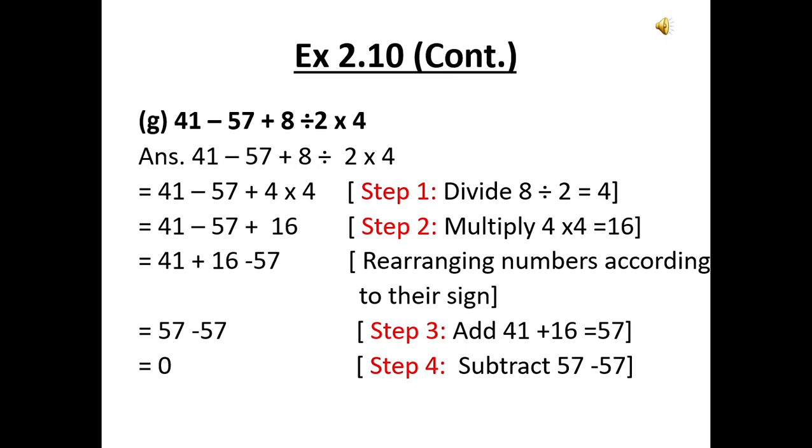Okay, now in the next step what we are going to do, we will be performing multiplication, that is 4 into 4, which is equal to 16. So in the next step, 41 minus 57 plus 16 we are going to write.